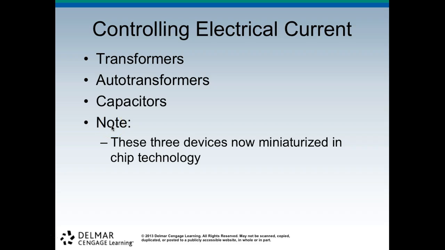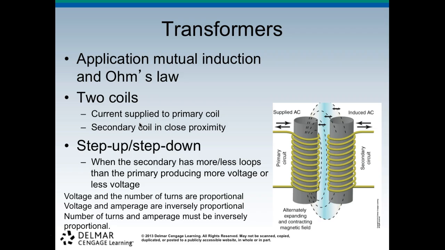Controlling electrical current. So we have transformers, autotransformers, capacitors. These three devices are now miniaturized in chip technology, which is really cool. So transformers, application of mutual induction and Ohm's law. So there's two coils.